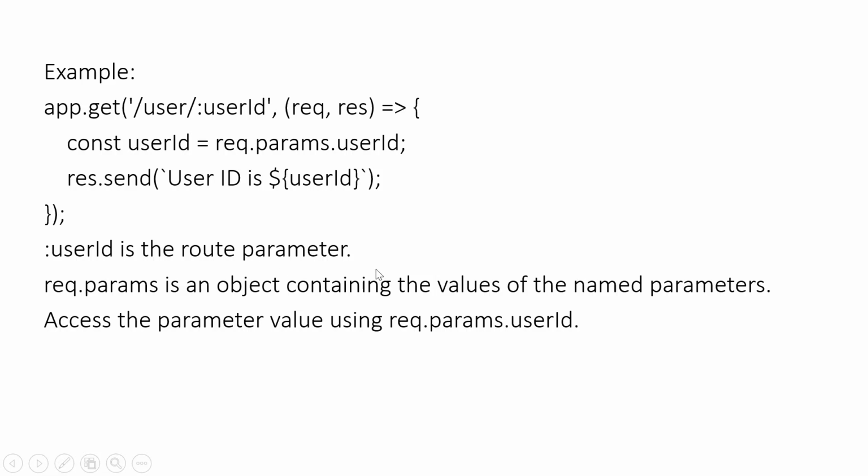req.params is an object containing the values of the named parameters. So how can we access them? By using req.params.userId.